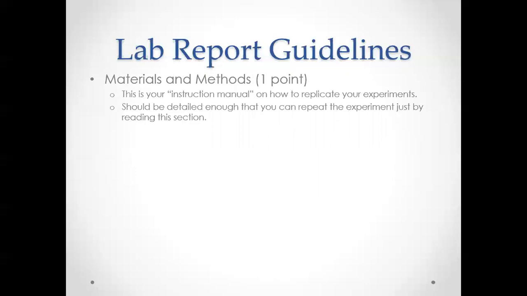Your materials and methods is your instruction manual on how to replicate the experiment for the reader. This should be detailed enough that you can repeat the experiment just by reading this section. There should be no bullet points or lists. This should be in paragraph form.